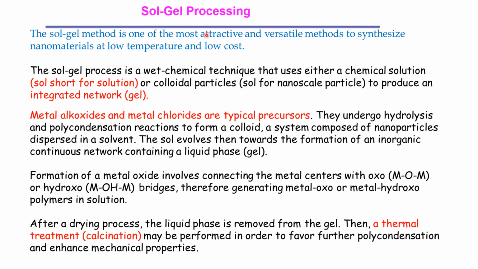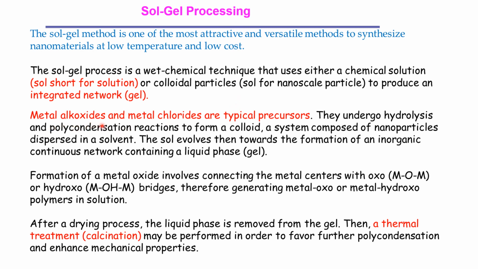Similarly, sol gel processing is also a very important process for synthesizing the nano powders, and it is a low temperature process and a low cost process. And here also we take the solution and make the powders. Sol is the short form of solution, and then this solution, after heating, makes a viscous gel, an integrated network, which is known as the gelation process, and it is gel. Then it is known as the sol gel process.